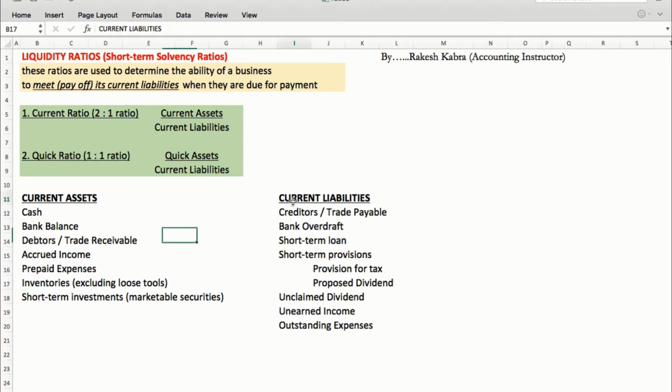Now let's see what all comes in current liabilities: creditors, bank overdraft, short-term loan, and short-term provisions. Examples of short-term provisions are provision for tax and proposed dividend. After short-term provisions, we also consider unclaimed dividend, unearned income, and outstanding expenses. So these are the items of current liabilities.